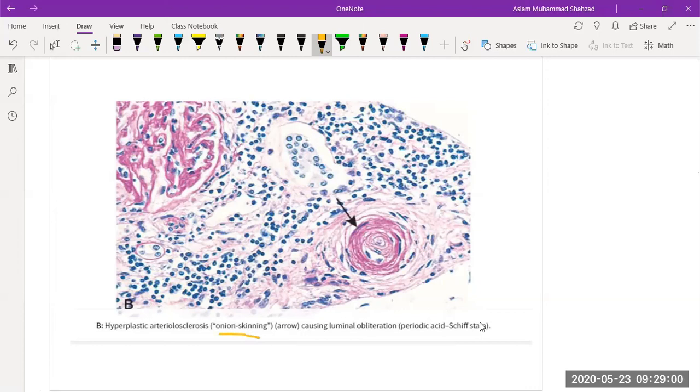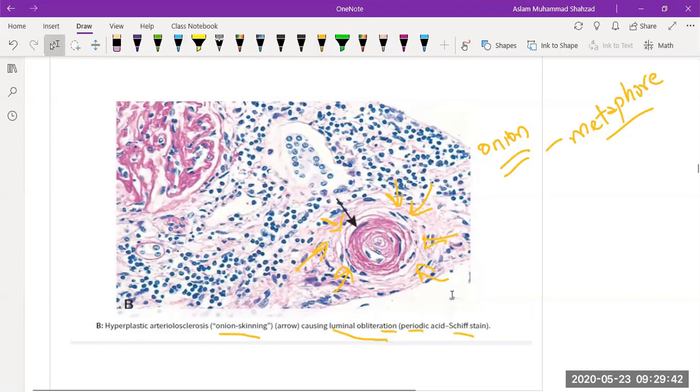If you are familiar with onions and you like to eat them, you know how an onion looks. So they use the onion as a metaphor, because of the appearance. They mention that this is a key characteristic of hyperplastic arteriosclerosis, and this is a key differentiation between hyaline arteriosclerosis and hyperplastic arteriosclerosis, which causes luminal obliteration, and it can be diagnosed with the help of a stain known as periodic acid-Schiff stain. This is a key characteristic in hyperplastic arteriosclerosis.